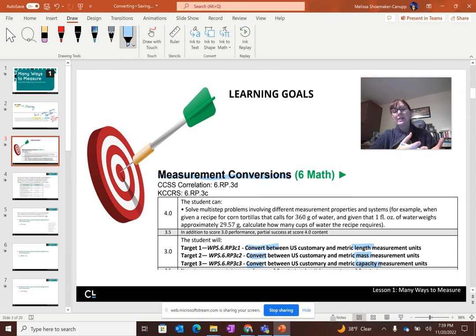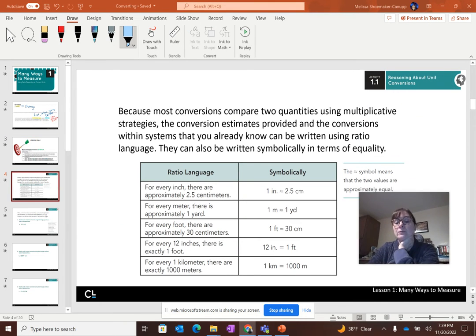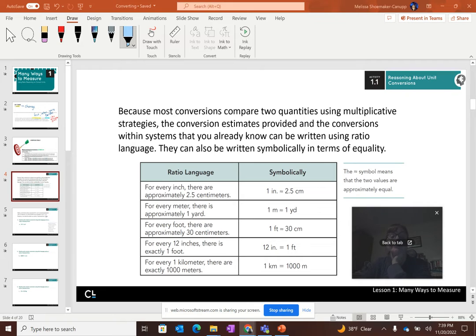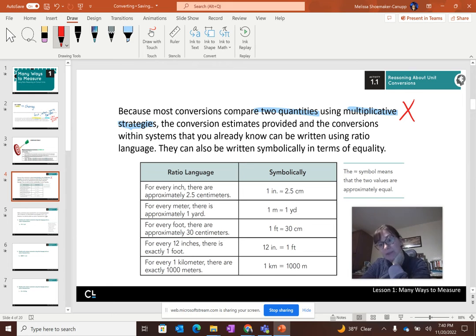Okay, so we have to be able to convert between these three different kinds. We can kind of just go ahead and do it all at the same time. We don't have to worry about if we're doing length, mass, or capacity. The math is all the same. Now, a couple of things here. We're comparing two quantities and we're using multiplicative strategies. That means we have to multiply. Okay, kind of that scaling up idea.